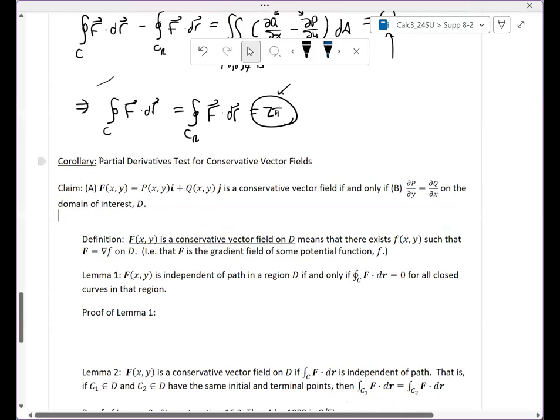So lastly, I want to revisit an idea from last section. We talked about conservative vector fields. And we had a partial derivatives test where we made this claim that F equals P(x,y) i plus Q(x,y) j is a conservative vector field if and only if dP/dy equals dQ/dx on some domain of interest. We made this claim. We didn't really prove it. We gave a hand-wavy argument for one direction, but didn't really prove the other direction. Let's go through and prove this now. And we'll see that we'll use Green's theorem to prove an important part of this.